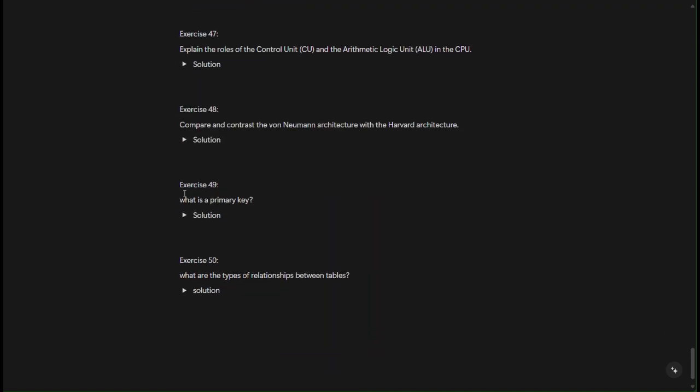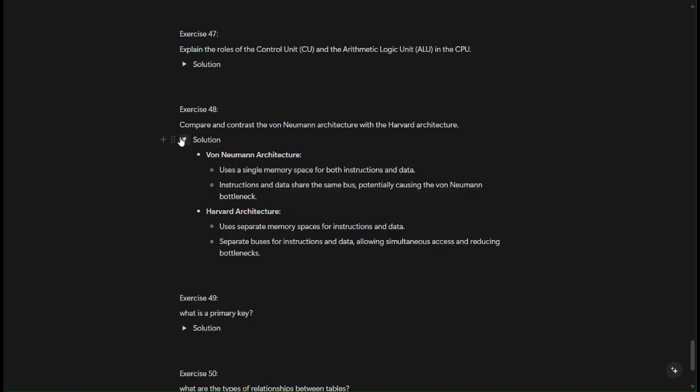Now compare the von Neumann architecture and the Harvard architecture. Von Neumann architecture uses a single memory space for both instructions and data. Its instructions and data share the same bus, causing the von Neumann bottleneck. The Harvard architecture uses separate memory spaces for instructions and data and separate buses for instructions and data. This is the difference between the von Neumann architecture and the Harvard architecture, but in our computers today we use the von Neumann architecture.